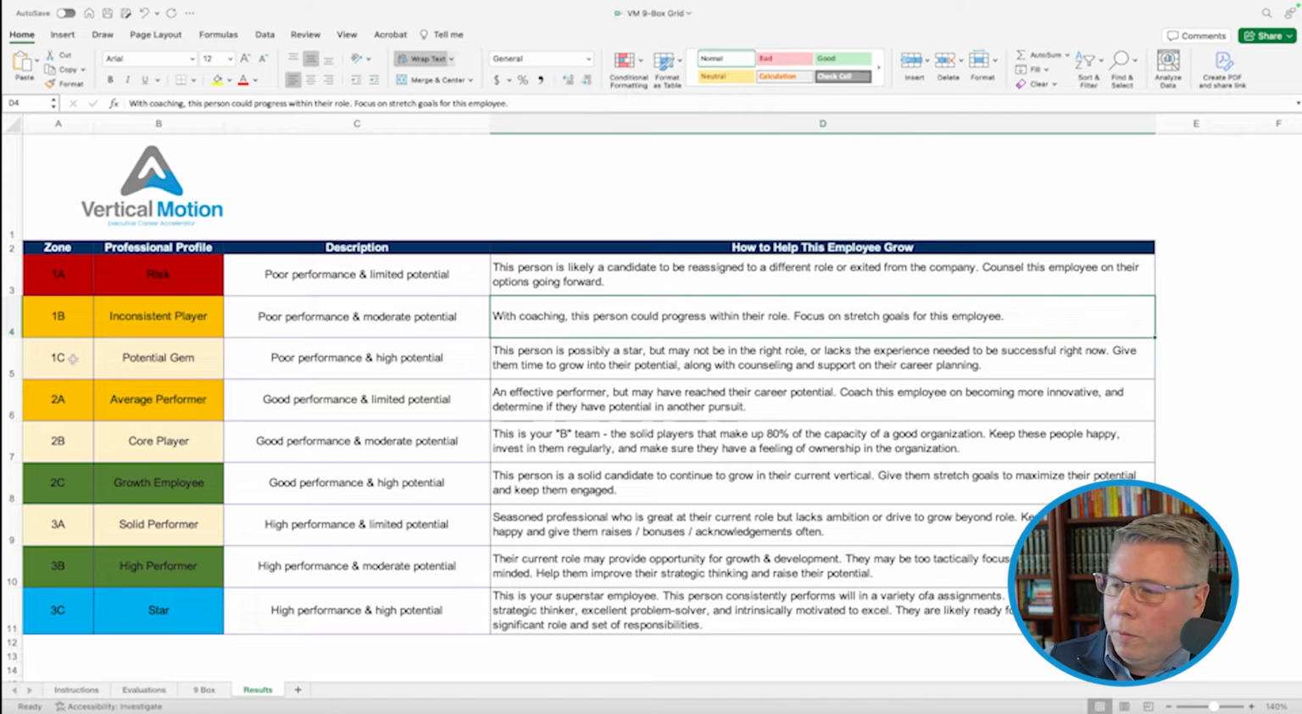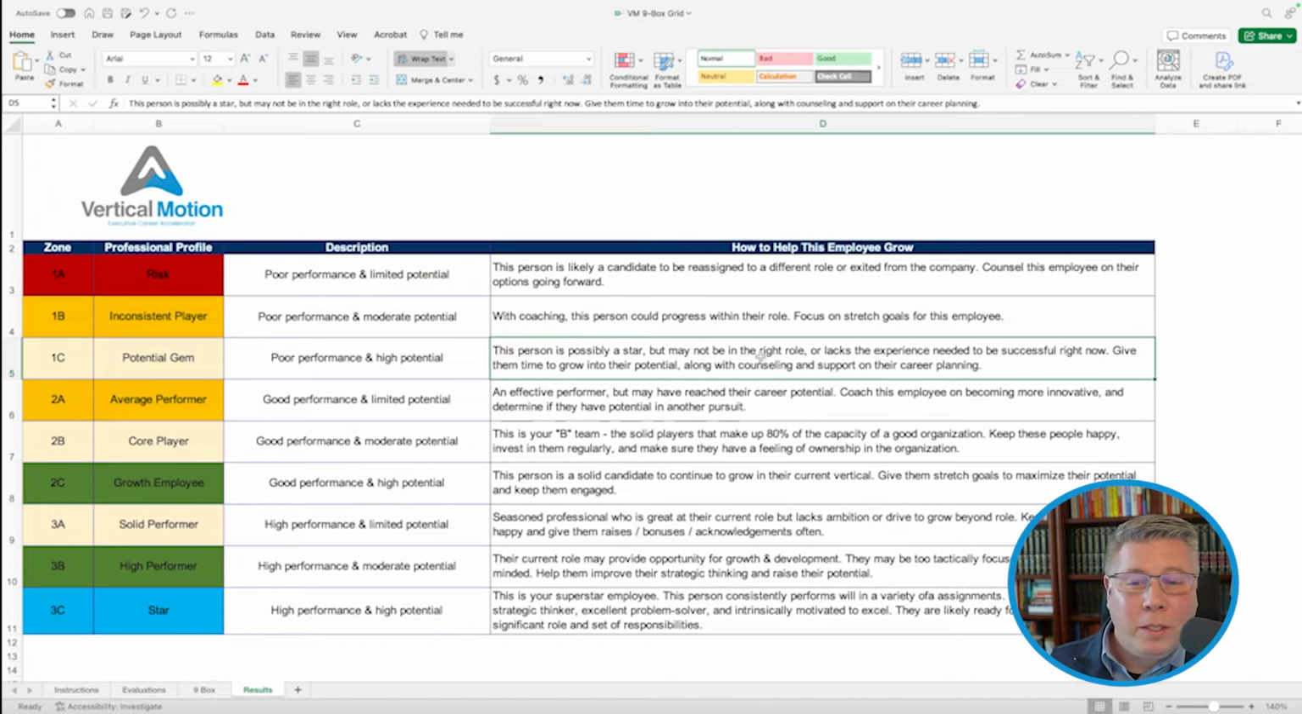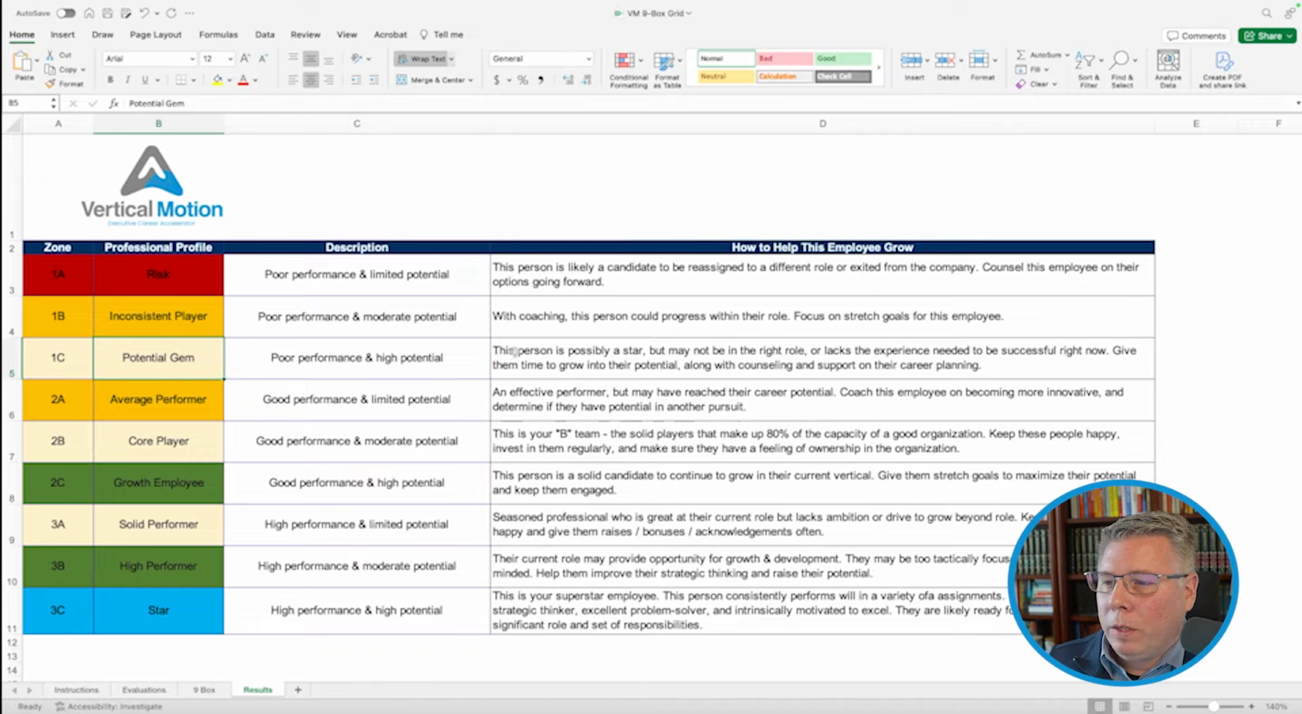One more over, where you have poor performance and high potential, this is a diamond in the rough, right? So this kind of person is possibly a star, but they may not be in the right role. And one of the things that I've seen happen a lot is someone who's very strategically minded in a role that is very tactically focused. So they have to be very specific and exact. They can't flex their strategic skills, but you can see they have a strategic mindset and they're frustrated by the work that they're doing. So they may not make the best engineer, but they may make a great director of engineering. And that's what you're looking for with these potential gems.